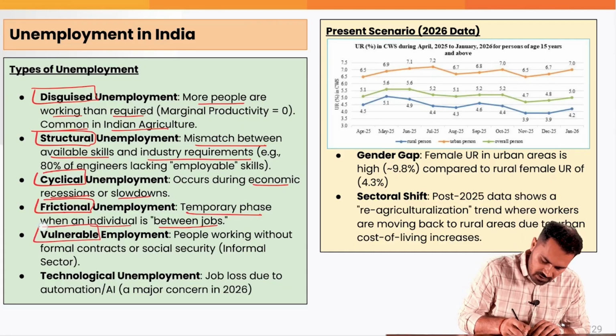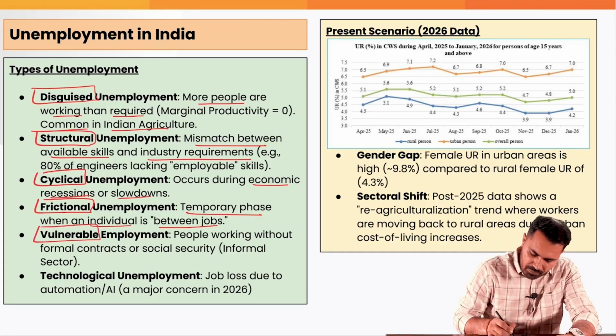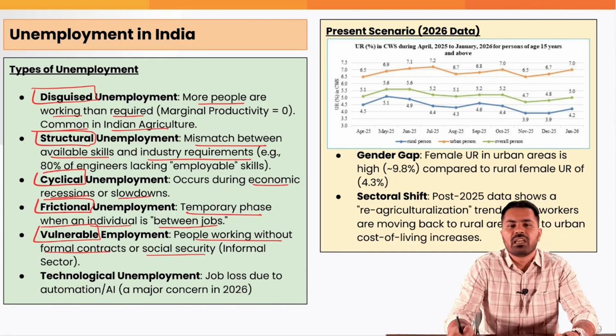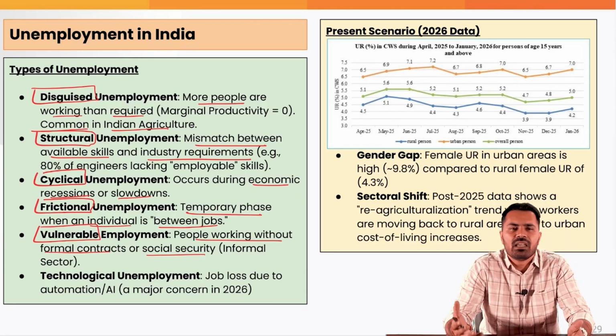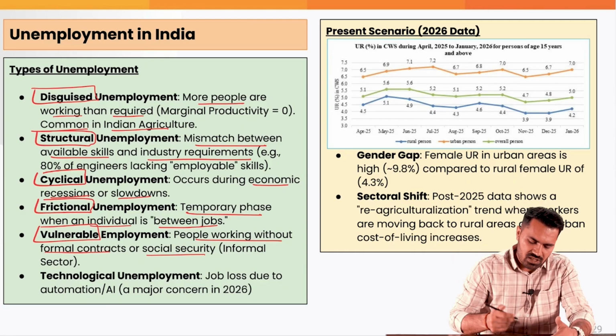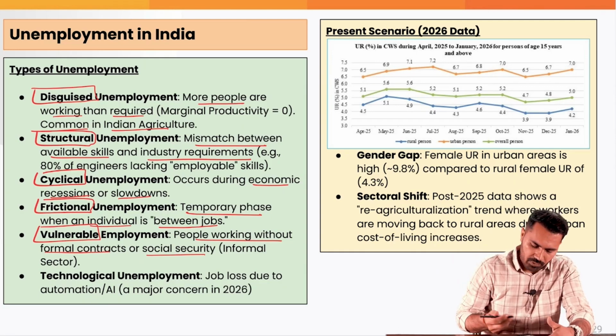Then you have vulnerable unemployment, where people are working without formal contract or social security in the informal sector, largely in factories, gig workers. They are all working without proper social security and support from their employers. So this is vulnerable unemployment or employment.